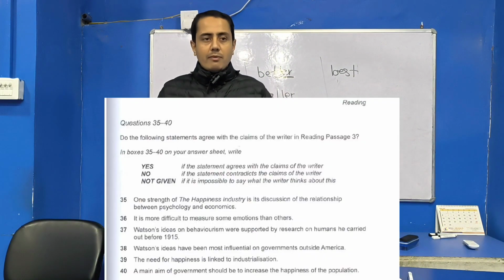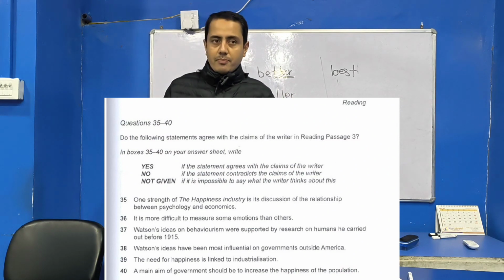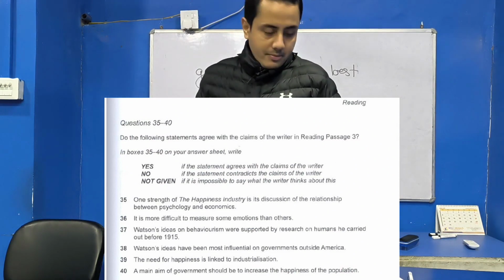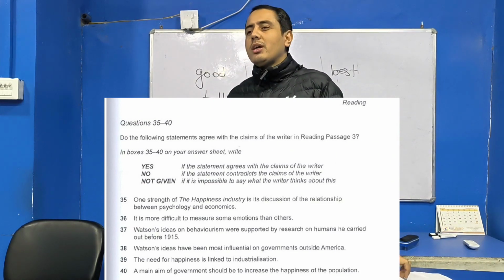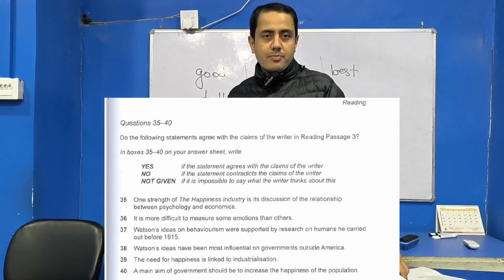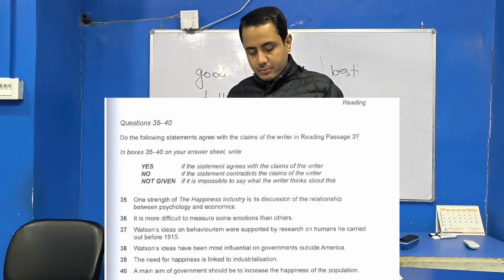It just says there are two emotions which can be measured, pleasure and displeasure. But is it easy or difficult to measure them? Is not mentioned at all. Therefore, not given may be the answer. Unless it is written below that as well. But again, like I told you, usually comparison questions, the answer is not given.